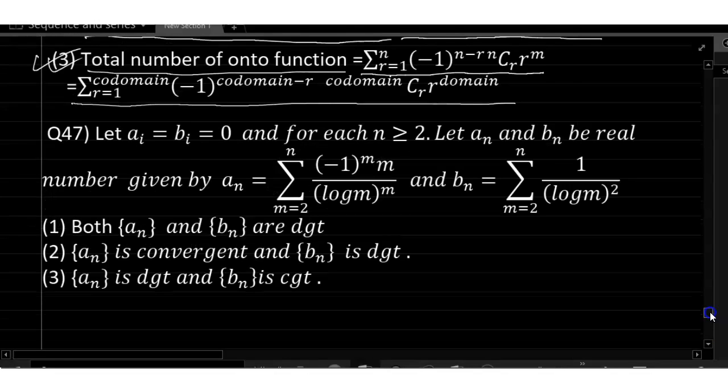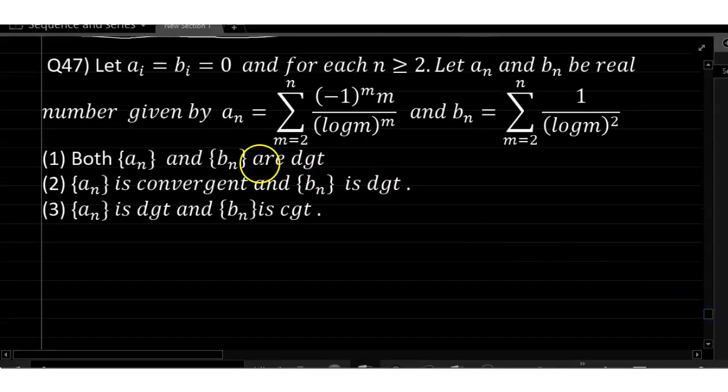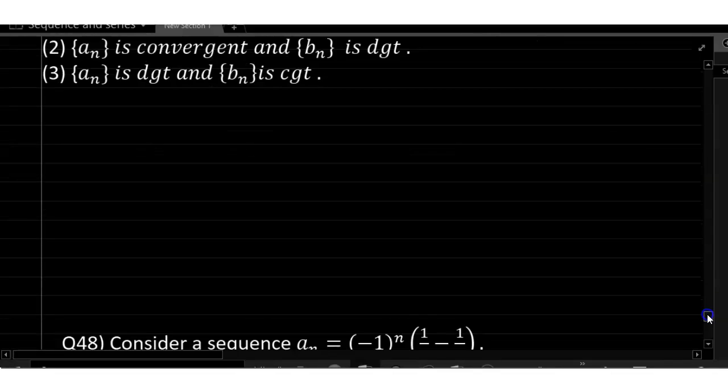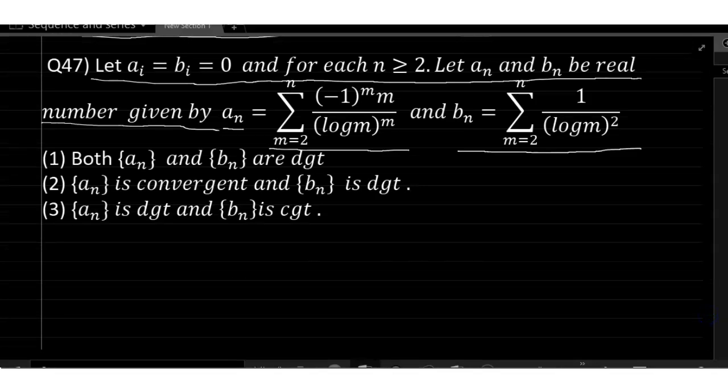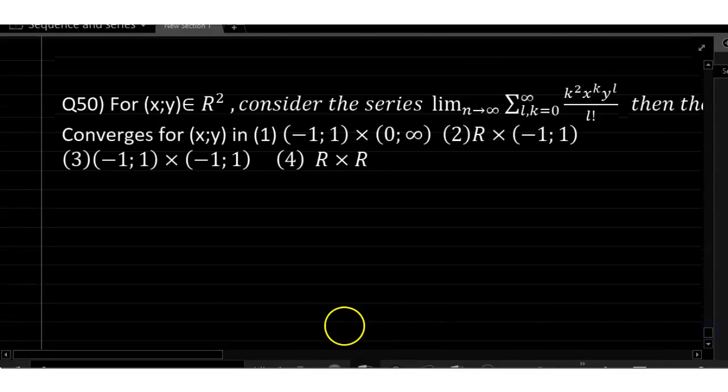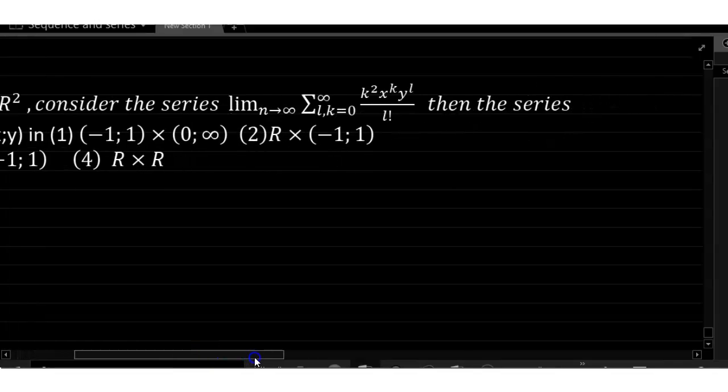Number 47. Let a_n and b_n be real numbers for each n greater than or equal to 2, given by a_n equals this and b_n equals 1 by n (log n) whole square. Are both a_n and b_n divergent, both convergent, b_n divergent and a_n convergent, or a_n divergent and b_n convergent? This type of problem we have to solve. We will solve this problem at first, and after that we will solve problem number 50.